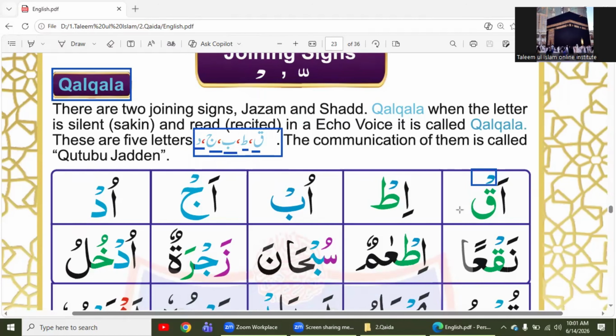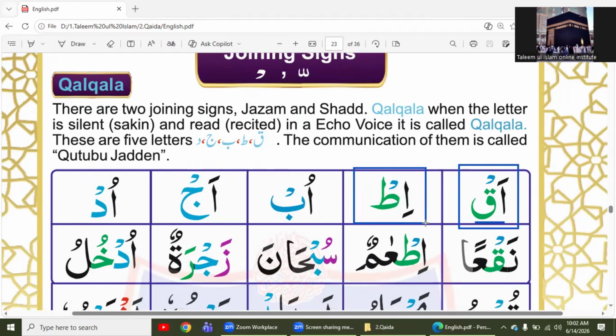For example, if qaf has a jazm, we won't read it flat like ak. We will read it with an echo, ak, ak. Same here. If ta has jazm, we will read it like at. And if ba has jazm, we will read it like ub, with an echo. If dal has jazm, we will read it like ud.